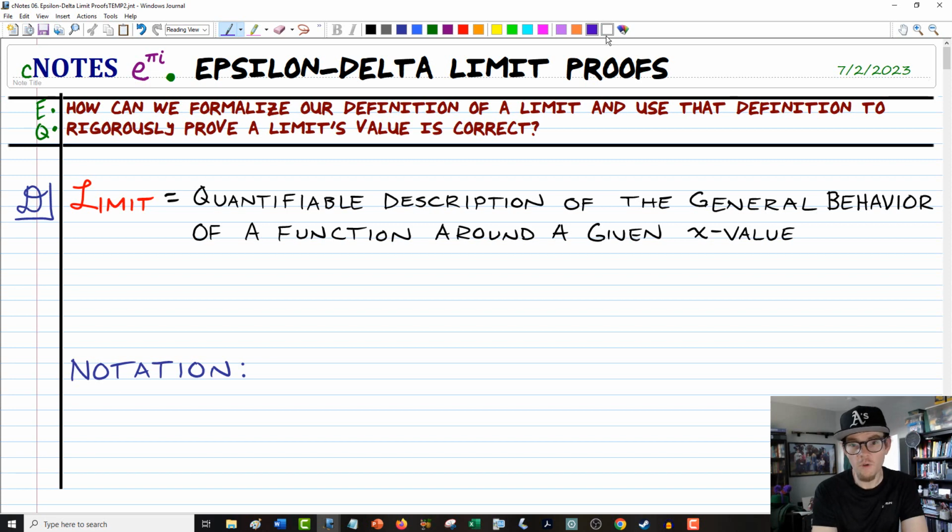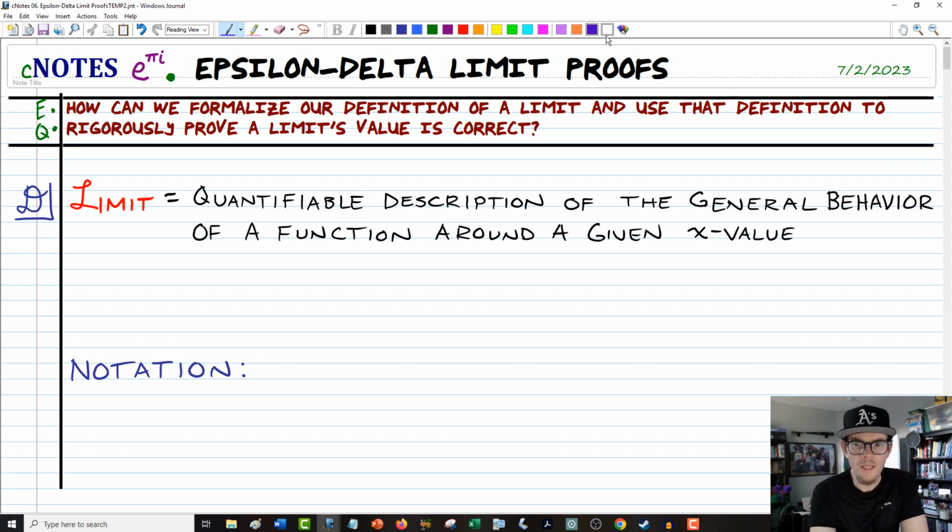Because although you might have just sort of bought it hook, line, and sinker when I introduced it on the first day, there's some ambiguity around our definition. There's some imprecision that's there, and we want to address that formally with a process called the Epsilon-Delta limit proof. A process. We want to prove these limits rigorously, and we're going to do that with something called Epsilon-Delta.